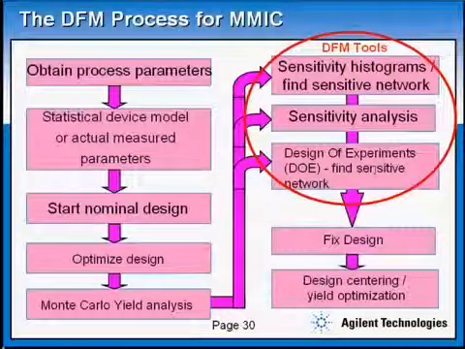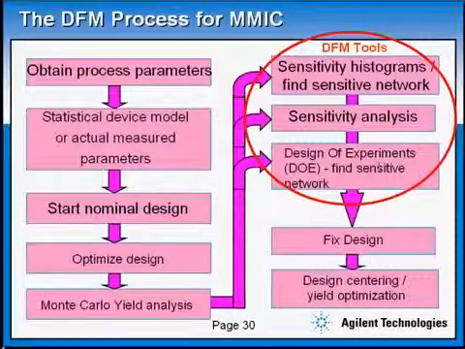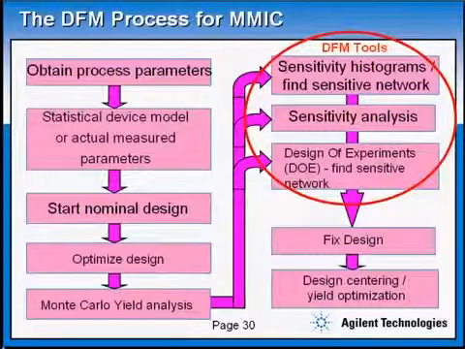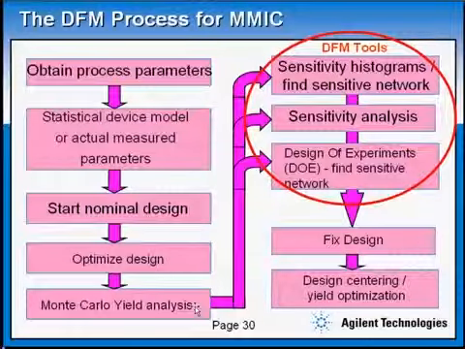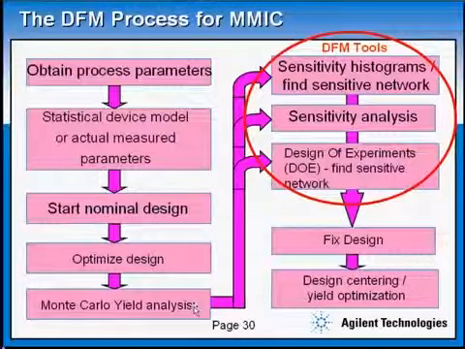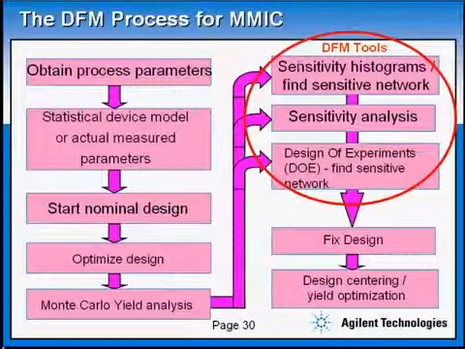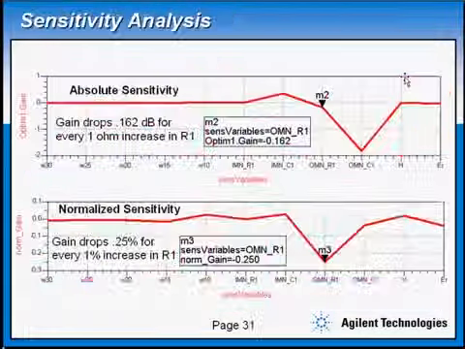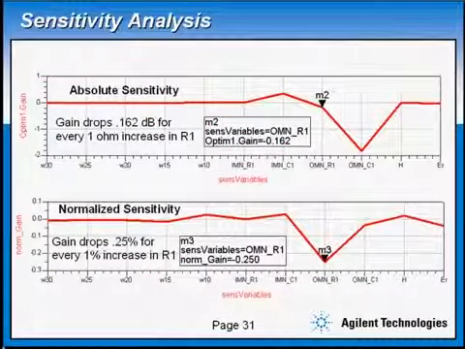Then these tools in ADS, design of experiments, will help you pinpoint, tell you exactly where the problem is in your design. Sensitivity analysis, sensitivity histograms: all these histograms are extracted from this yield analysis, which post-processes the data in such a way that it will help you find a lot of information about your design by using those sensitivity histograms.